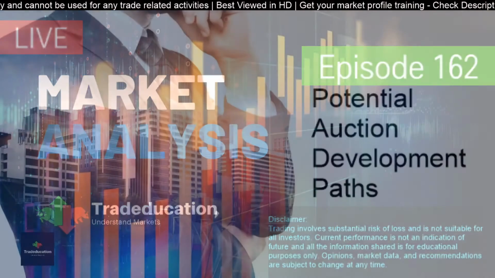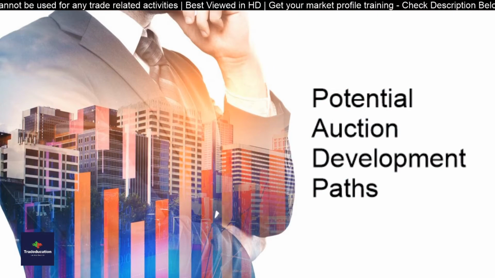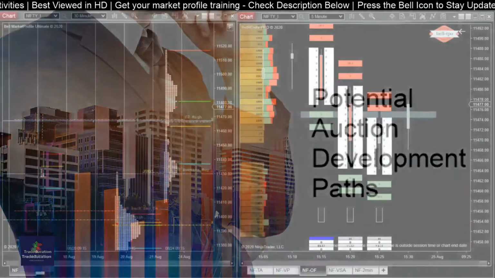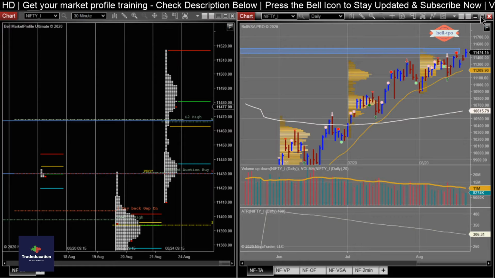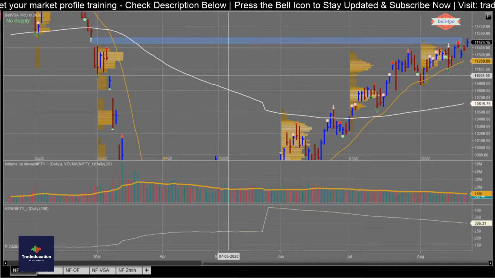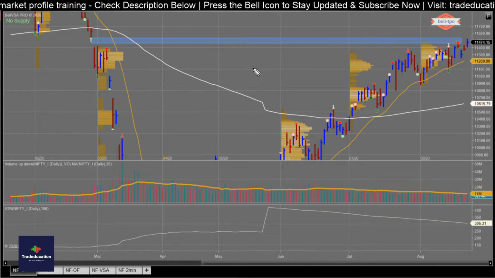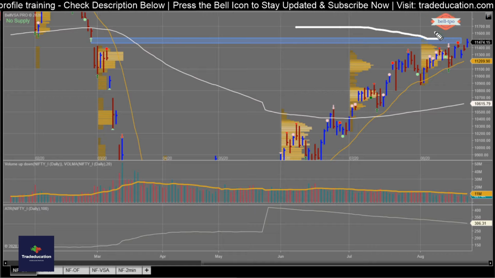Okay. So, with that, let's look at what happened in the auction yesterday and what can be the potential auction development paths for today from the intraday perspective. So let me share my screen, and first let me jump to the daily chart. Okay. So from the daily chart, one of the anomalies which I shared was this particular gap.